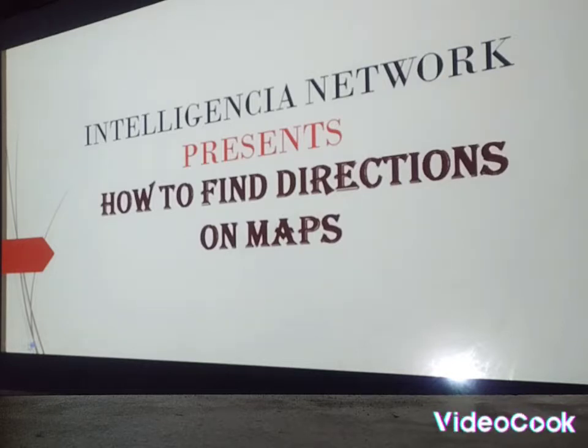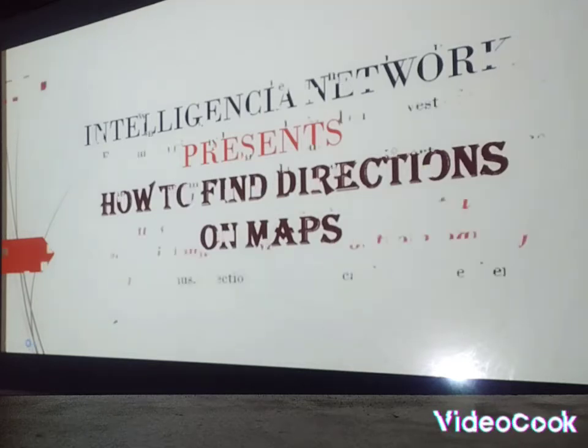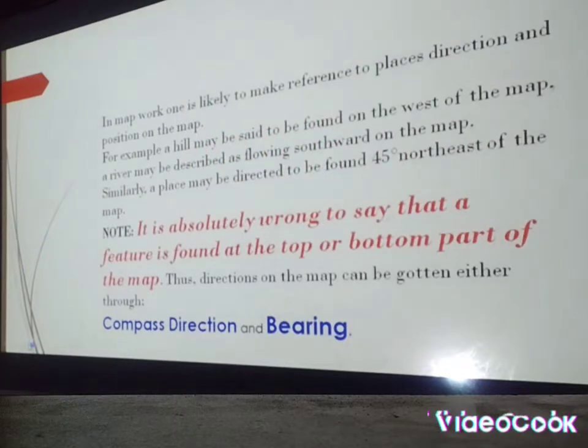Today we shall talk about how to find directions on a topographic map. And we all know that directions on a topographic map tell us the position of a particular feature on the map. In map work, you are likely to be asked to find the direction of a place on the map, or the position where it is standing on that map. For example, a hill may be said to be found on the west of the map. A river may be described as flowing southward or northward. Similarly, a place may be directed to be found 45 degrees northeast of the map.